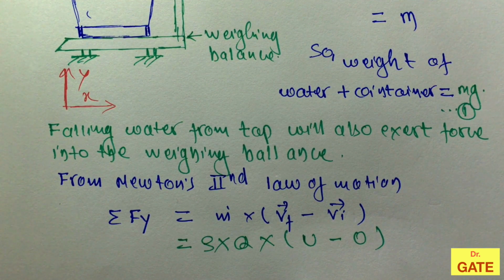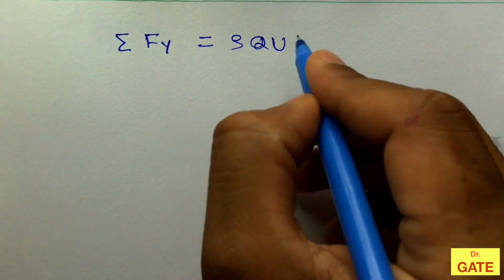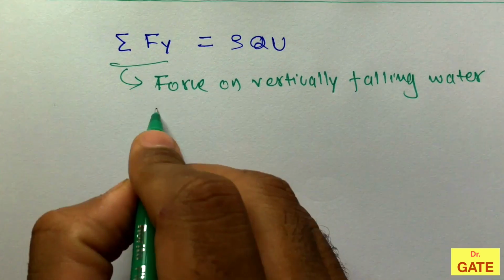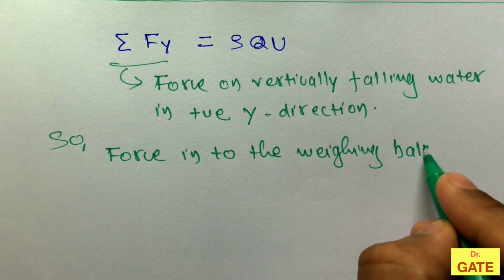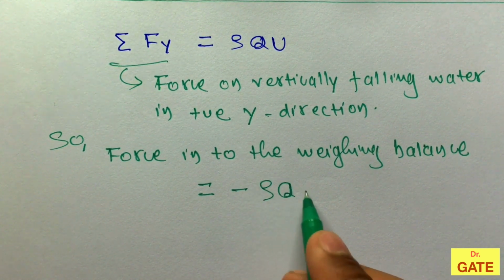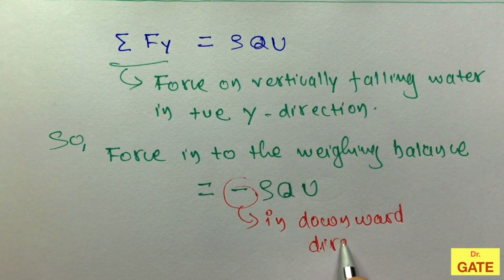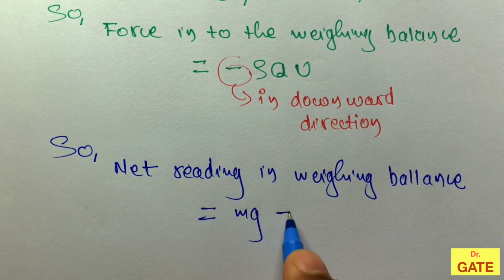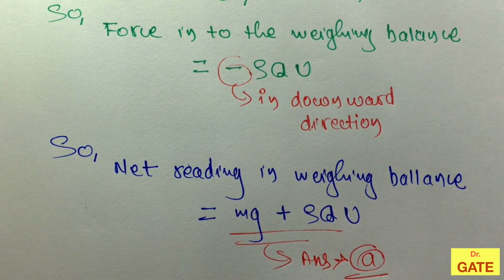So solving this equation, we will get summation of force in y direction is rho Q u. This one is the force on vertically falling water in positive y direction. So force on the weighing balance is opposite of rho Q u. Here negative sign indicates it is in downward direction. So net reading in the weighing balance is mg plus rho Q u. So option A is the correct answer.